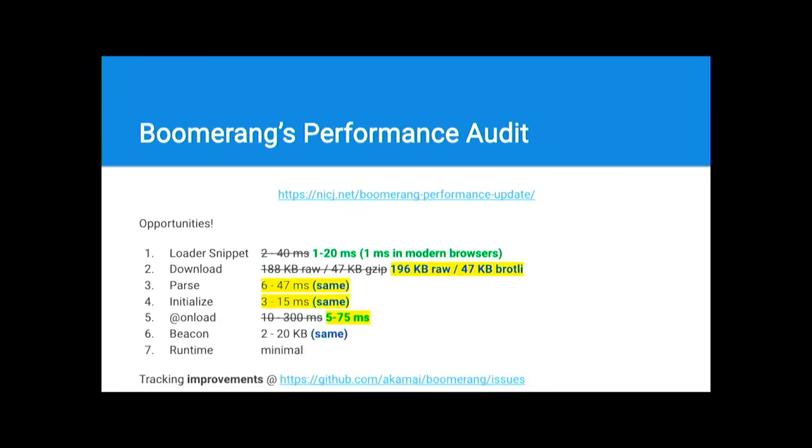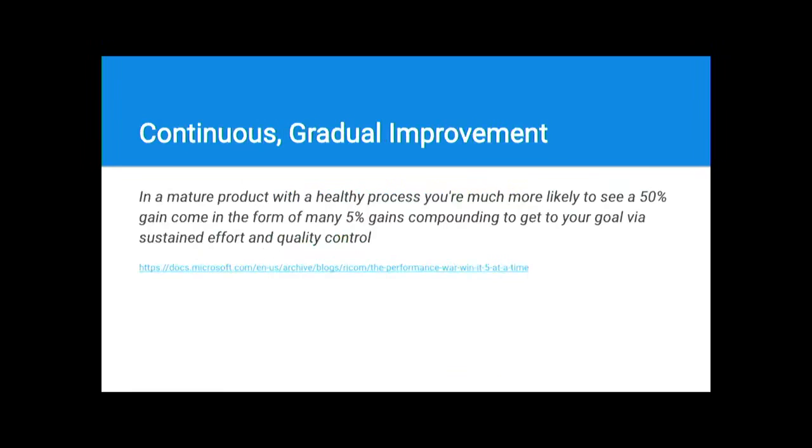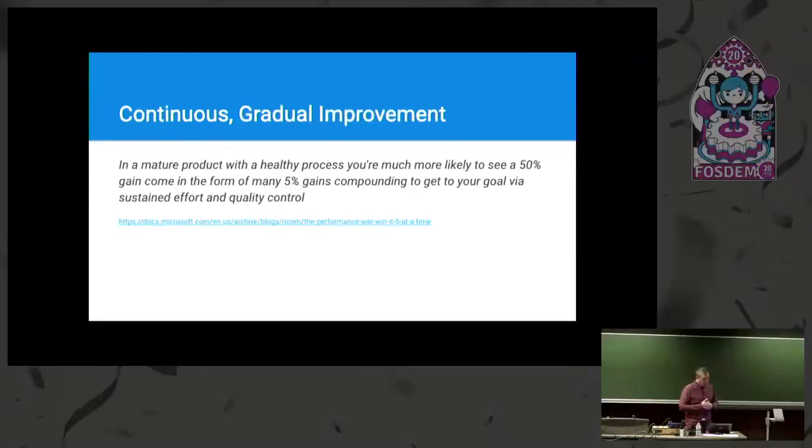Again, we're tracking all these improvements in GitHub. And one thing that we focus on, and I thought was a really good quote from Rico Mariani from Microsoft, is: in a mature product with a healthy process, you're much more likely to see a 50% gain come in the form of many 5% gains compounding. In other words, you're not always going to find the really big low-hanging fruit that's just going to make it 50% faster, right? It's going to take constant iteration, finding little things, doing little tweaks here and there, and making improvements over time, and continuing to make those improvements over time.